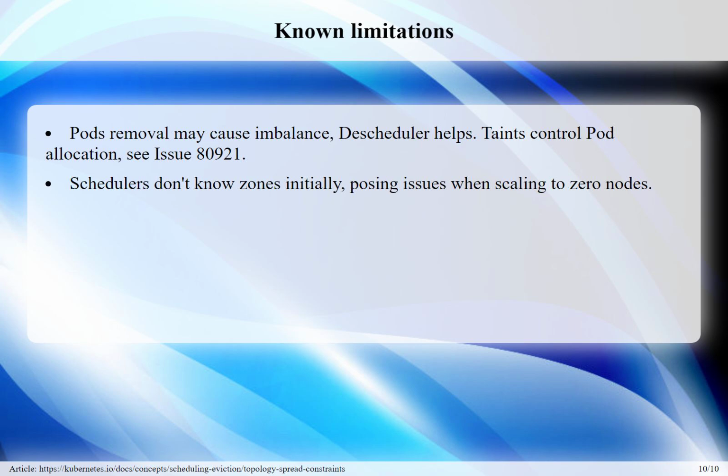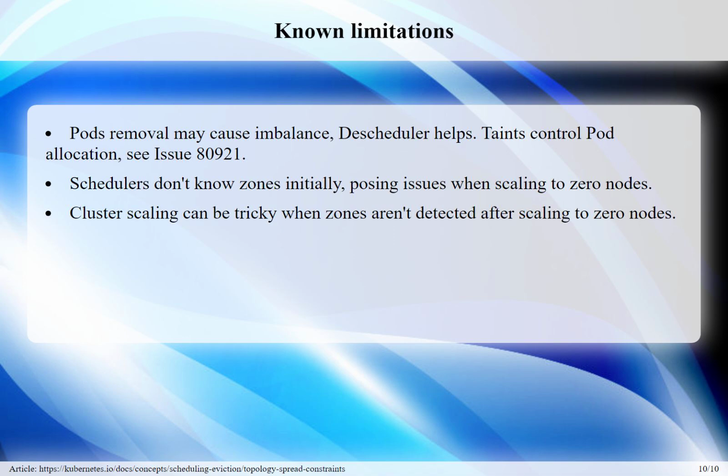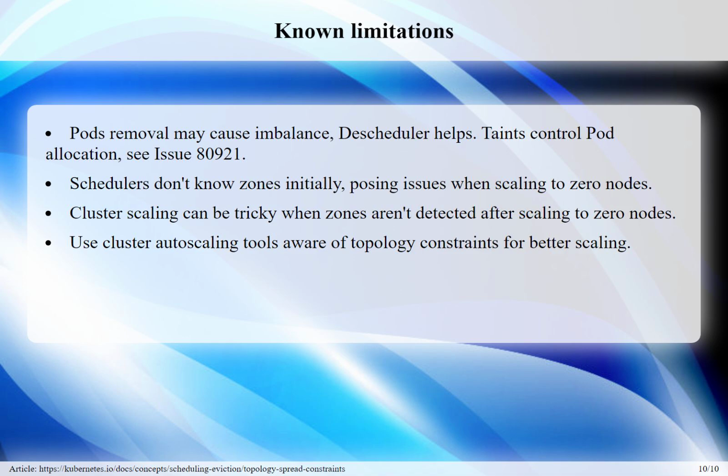Schedulers lack knowledge of cluster topology zones. Zones are decided by existing nodes, which can complicate auto-scaling when a node group scales to 0, as topology domains aren't factored in until nodes exist. Cluster autoscaling challenges occur if node pools go to 0 and topology spreads aren't counted until new nodes are available. This affects scale-up expectations. Utilize a cluster autoscaling tool that understands both pod topology spread constraints and topology domains for smoother scaling.